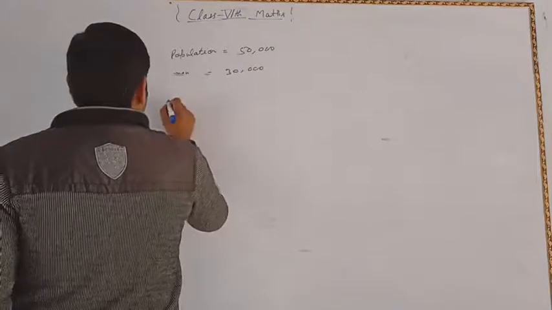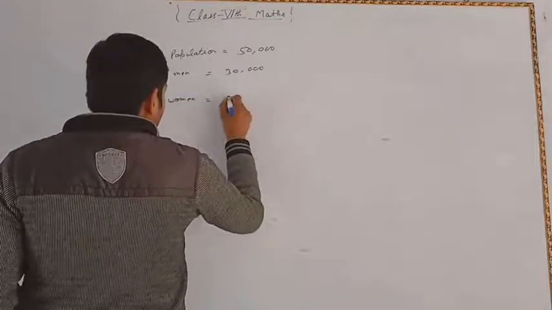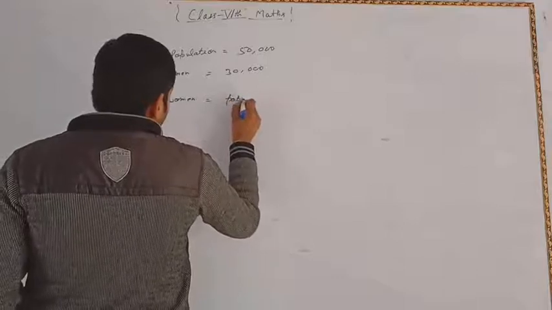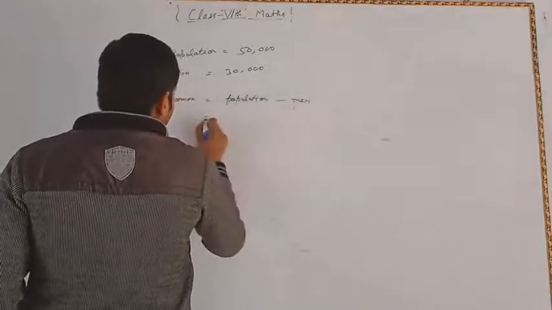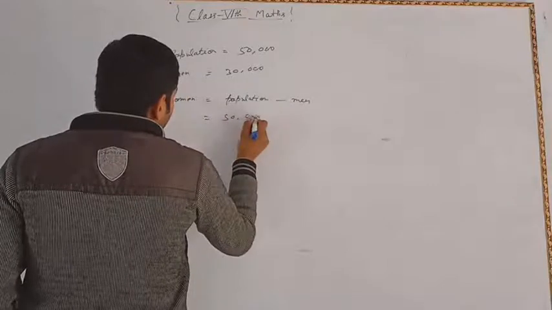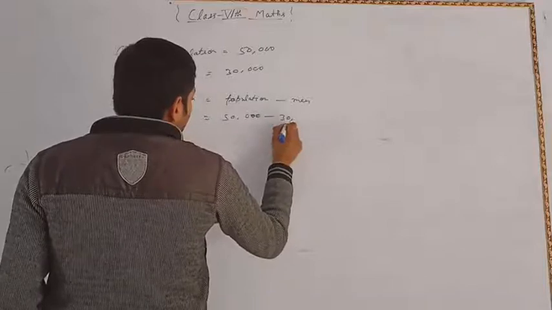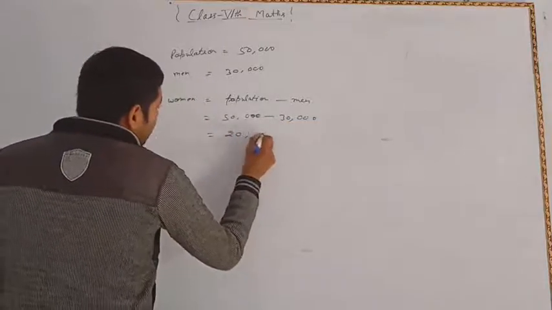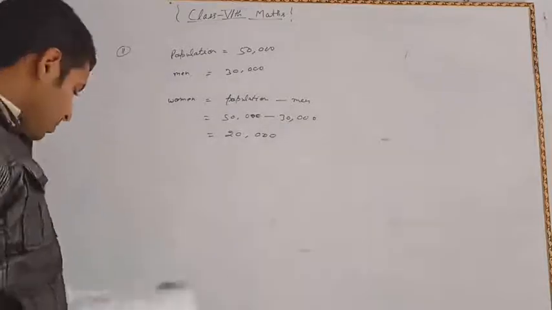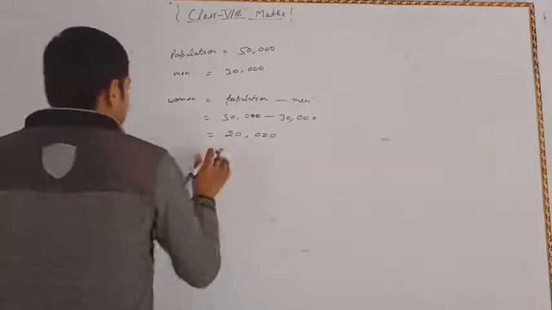So number of women, women is equal to total population minus men, which is 50,000 minus 30,000, is equal to 20,000. Okay, so we have to find the ratio between women to the number of men.